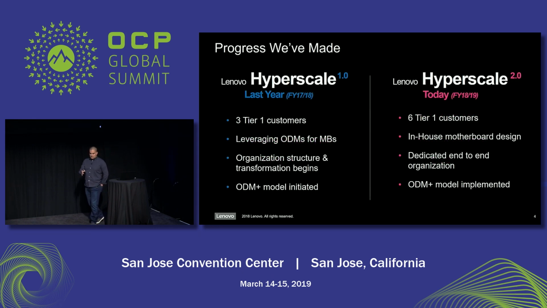So I'm going to back up a little bit and talk about how Lenovo got here so far. We'll call last year Hyperscale 1.0. That's where we started to organize and lay out a structure and processes to be able to service these high-demand customers. We started with 3 tier 1 customers last year. In all honesty, we leveraged ODMs to bring in motherboards. We brought L6 in from ODMs, integrated them to L10, and then could do L11 rack-level integration from there. Our organizational structure and transformation started to begin, and our ODM Plus model was initiated. I'll talk about ODM Plus in the next slide.